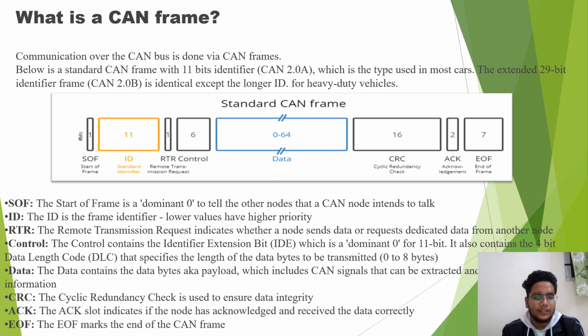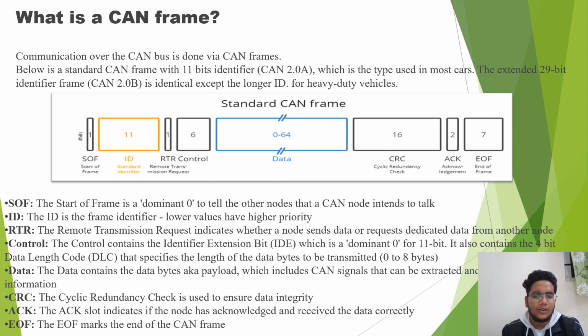SOF refers to the start of frame, a dominant 0 to tell the other nodes that a CAN node intends to talk. ID refers to the frame identifier. Lower values have a higher priority, and the RTR is the remote transmission request, which indicates whether a node sends data or requests data from another node.